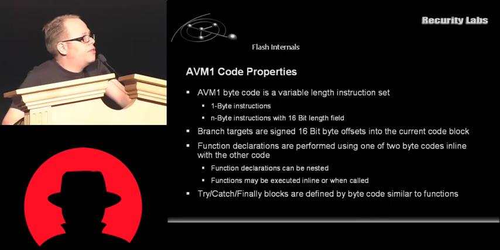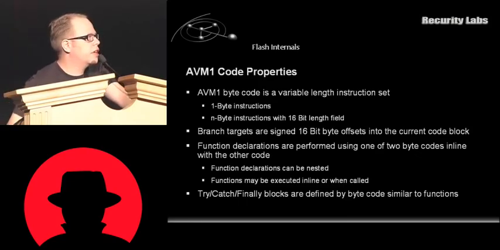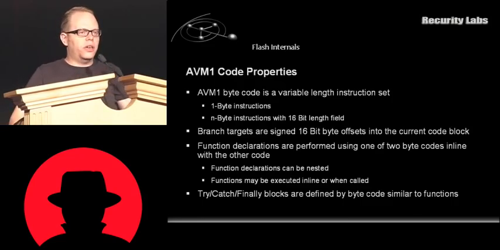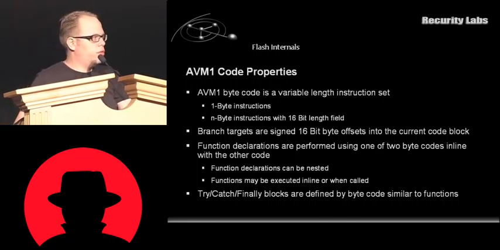The code itself is a variable length instruction set. There are either 1 byte instructions for simple stack operations like add, subtract, not, stuff like that, or n byte instructions with a 16-bit length field. The branch targets are byte offsets. They're signed 16-bit offsets into the current code block or wherever.